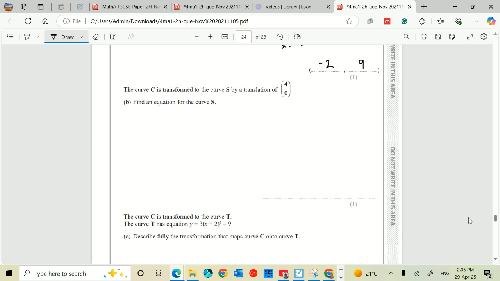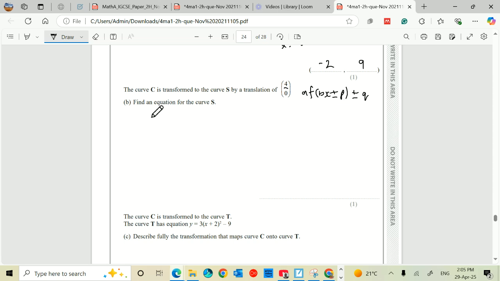For the next mark, the curve C is transformed to the curve S by a translation of (4, 0). Now this indicates 4 units to the right. Now always remember the form a times some function of bx, where a is the amplitude, b is the wavelength, and then we have plus or minus some value, let's call it p, and then plus or minus q, where p is a movement right or left, depending on the sign, and q is literally the movement vertically up or down.